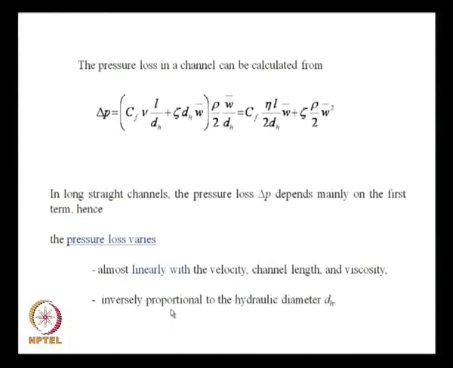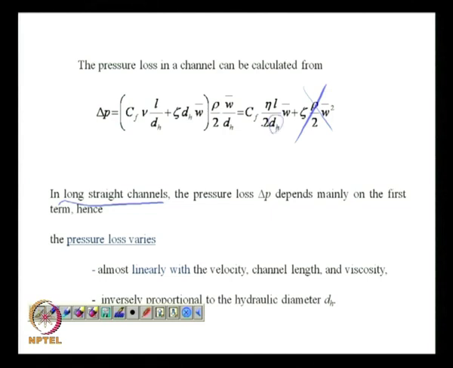One can rewrite this expression, and let us say that we have a situation in which the flow is through long straight channels. So, the effect of this term is negligible, and you can see that the pressure loss changes almost linearly with velocity, linearly with viscosity and with the length, but inversely with dH. So, the smaller the value of dH, you are going to get higher pressure drop.